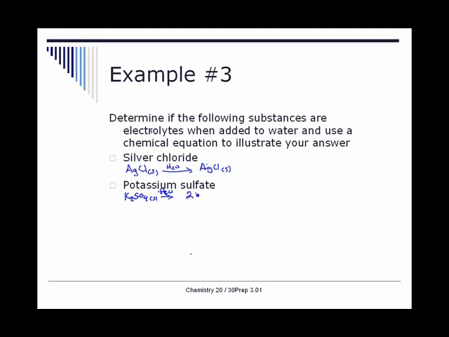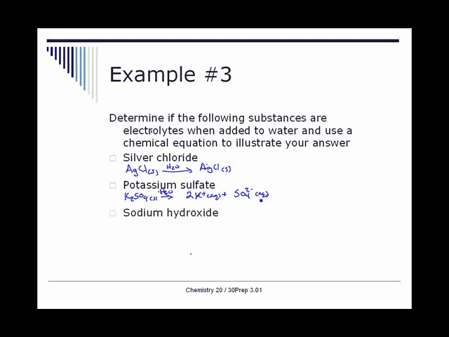Because there's 2 potassiums for every 1 sulfate, we write 2 K plus, so we write it down with its charge. The charge we just get off our periodic table. Potassium forms a 1 plus ion, so we write it down as a 1 plus ion. Sulfate is a 2 minus ion, so we write it down as a 2 minus ion. And there we go. That's what happens to potassium sulfate in water.